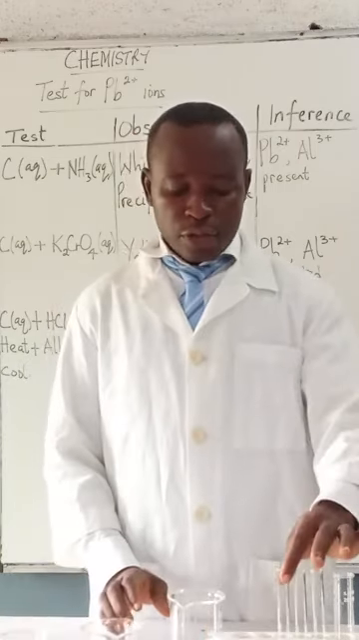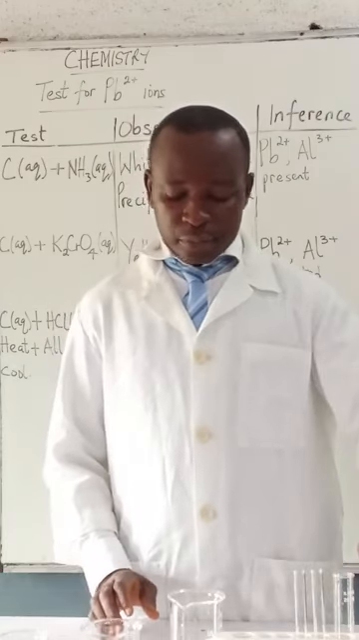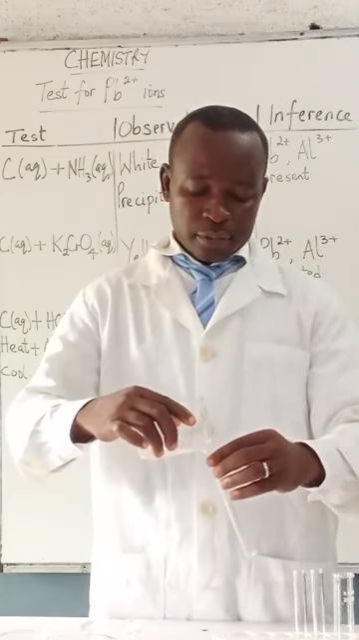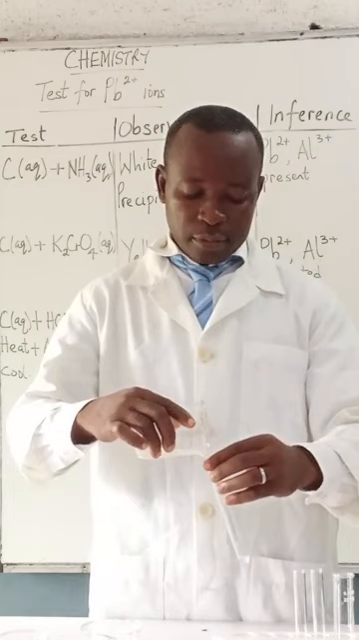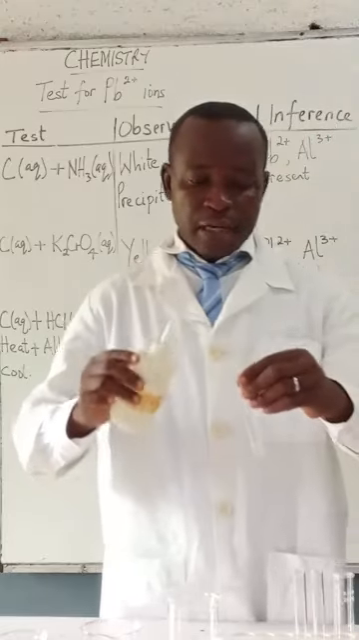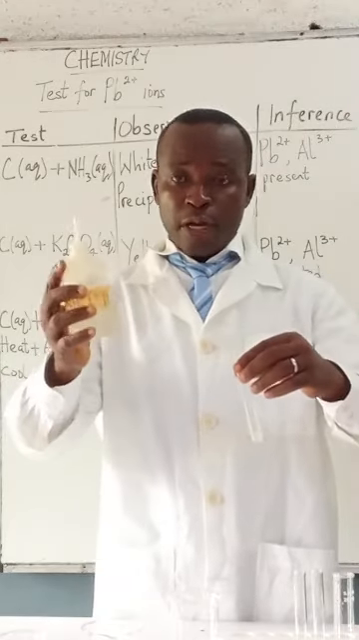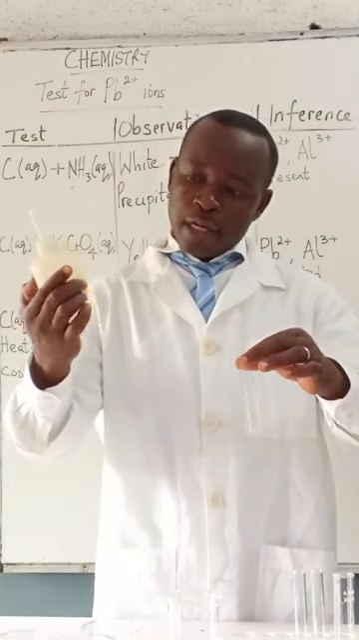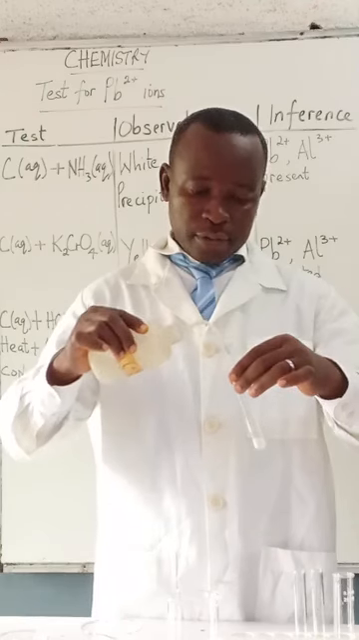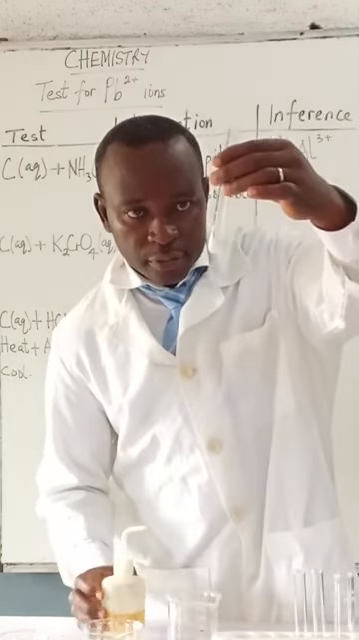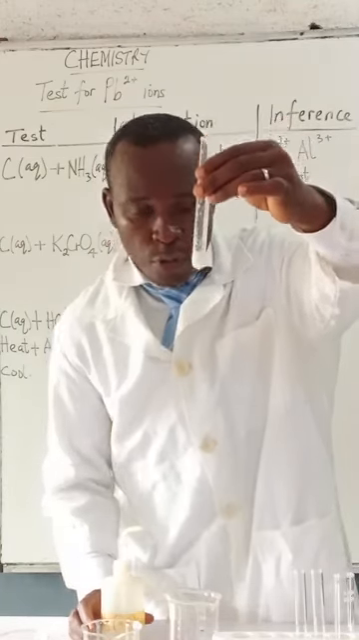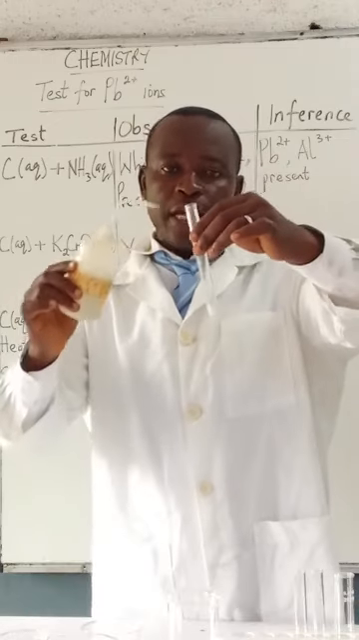Now the next thing we'll do is to take a sample of this reagent in a test tube, and then to it we add sodium hydroxide, first in drops. Not sodium hydroxide, ammonium hydroxide. Aqueous ammonia, please. Ammonium hydroxide, we add in drops. What do you observe? I'm seeing white powdery precipitate. White powdery precipitate. Then I'm going to add in excess.